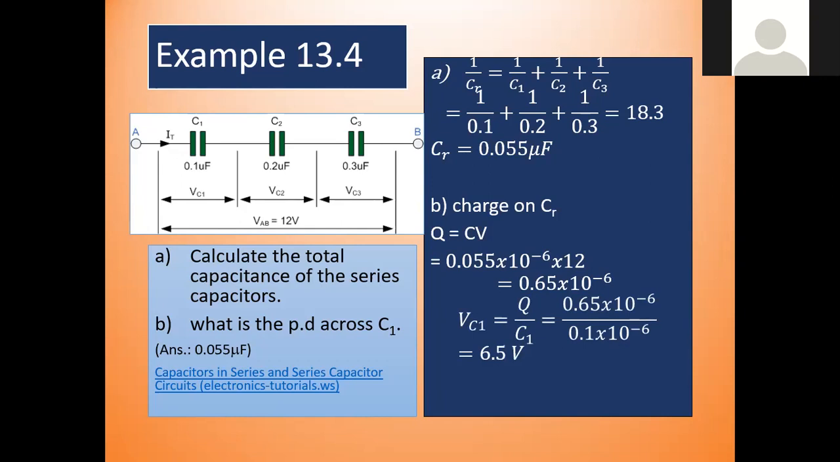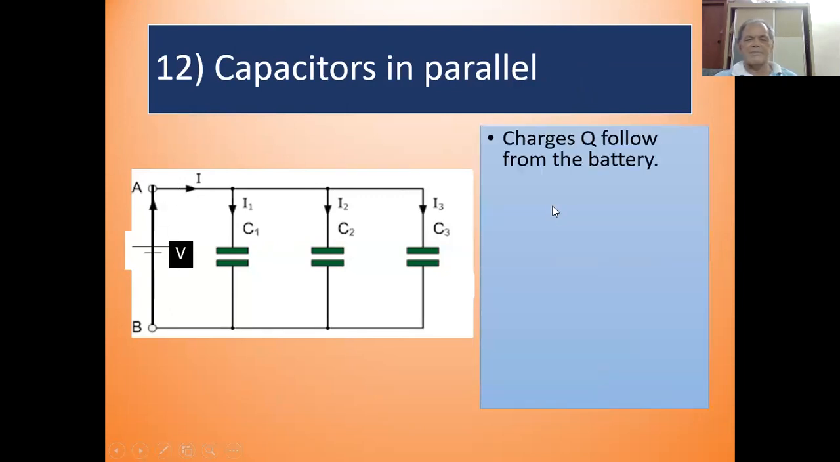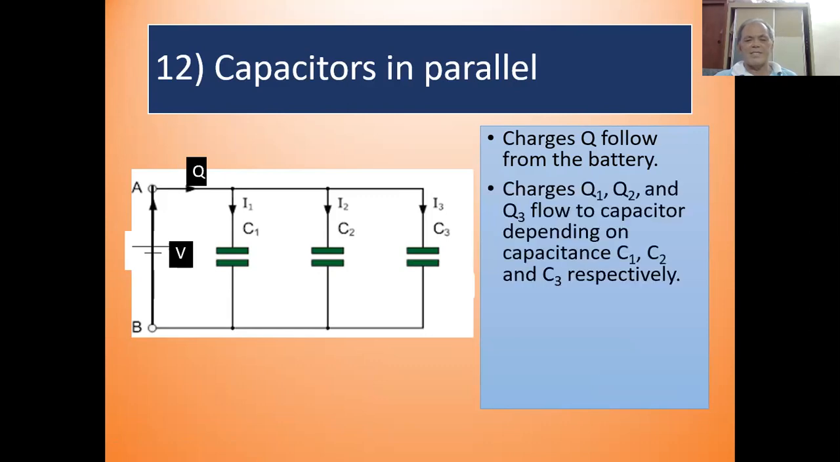Okay, let's go to parallel. This is parallel. Same thing. Current comes out and branches into I1, I2, I3. I is the source from the battery. So instead of thinking of it as I, we think of it as Q. Q is flowing out from the battery, and then branches to Q1, Q2, Q3.